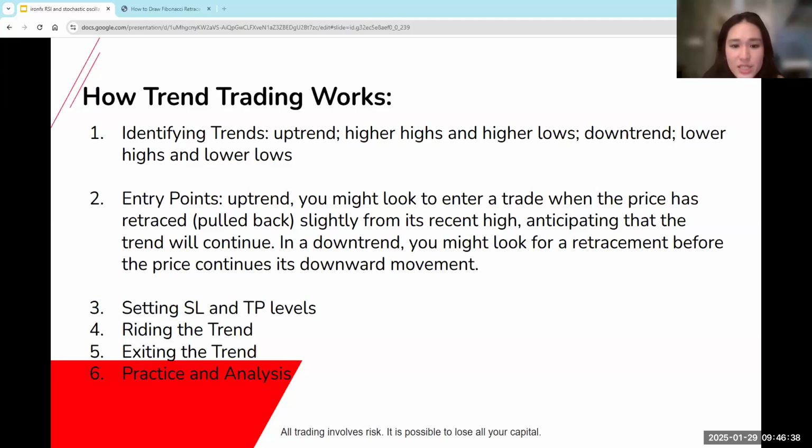And lastly, number 6, practice and analysis. Like any trading strategy, trend trading or trailing stop loss, these all require practice and analysis to see what works best for you. So keep refining your skills and recording your successes and also your failures from each trade, and stay updated on market news that could impact currency prices.